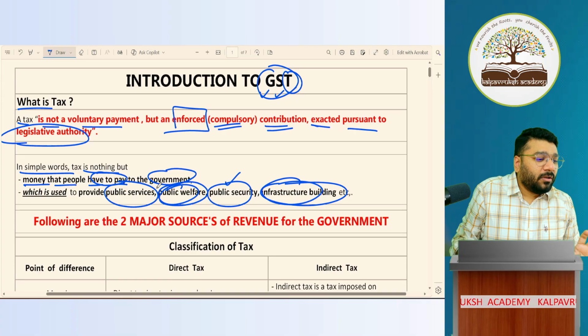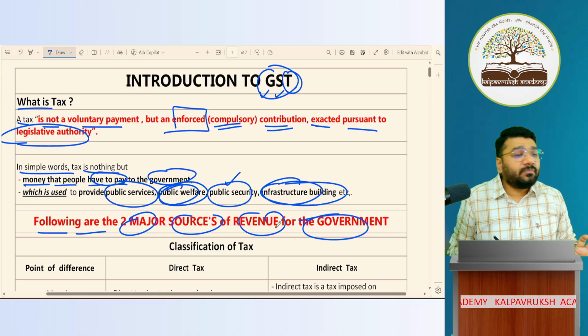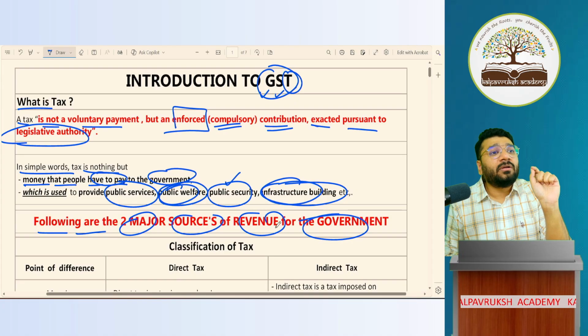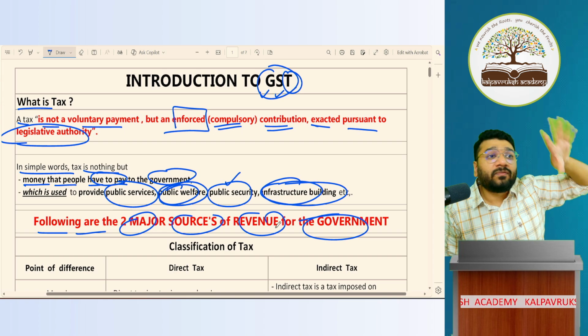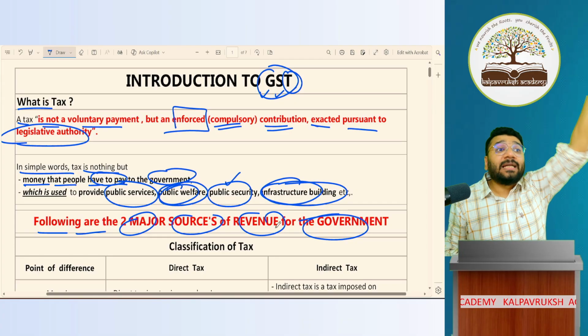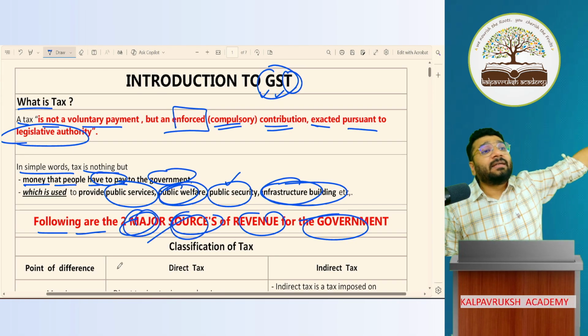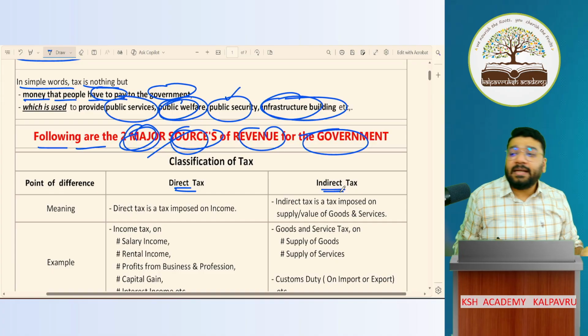Following are the two major sources of revenue for the government. I never said these are the only sources of revenue. Tax is just one of the sources of revenue for the government. Government has multiple sources, and tax is one of them. At tax level, there are multiple taxes. In that, following are the two major types of tax. One is called direct tax. Second is called indirect tax.